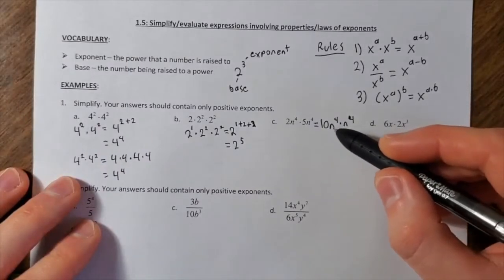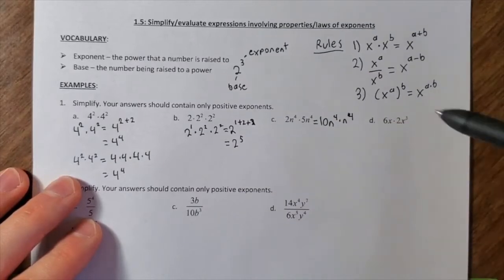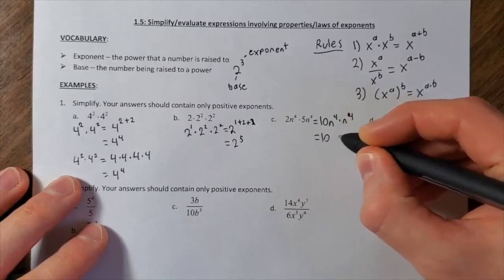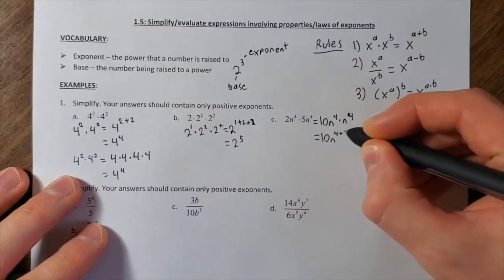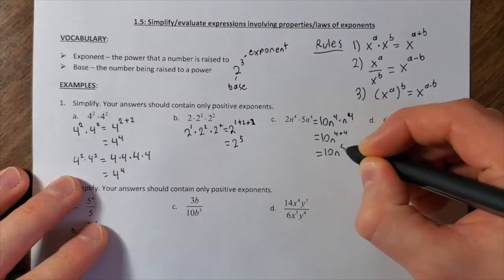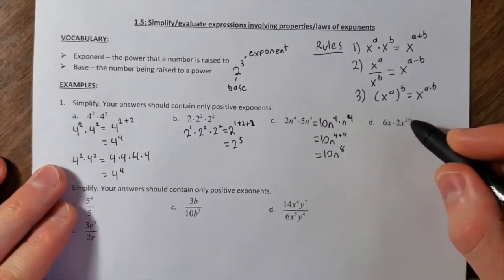And now we have n to the 4th times n to the 4th in the back, which we can use our first power rule again to get us 10 n to the 4 plus 4 power, or 10 n to the 8th power. Letter D is going to be a similar approach here, where it's going to be easiest to just multiply our constants together.